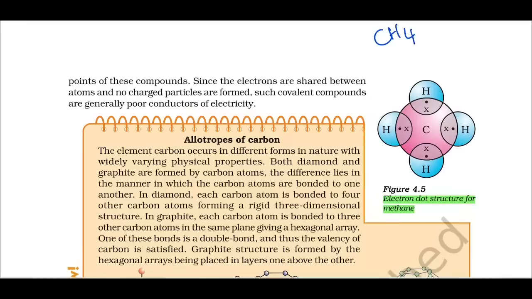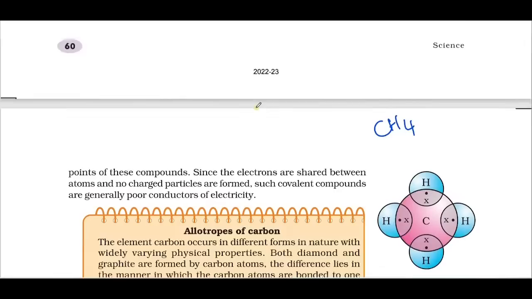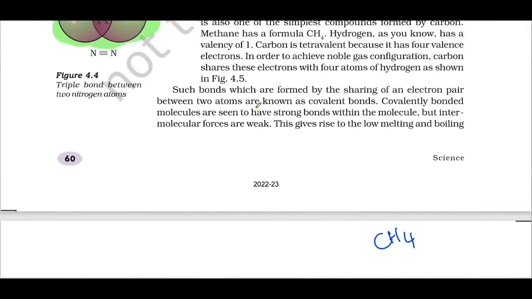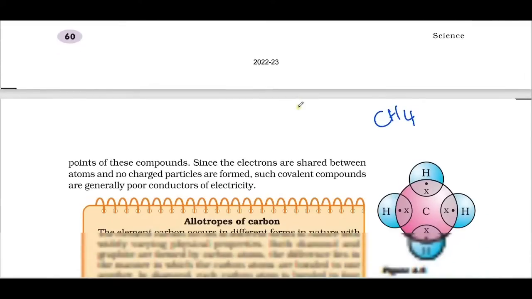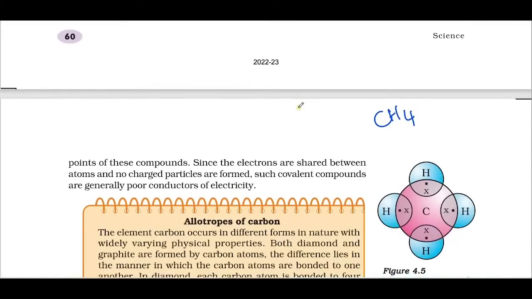You can expect a question like how the methane molecule is formed. Carbon has a valency of 4 and hydrogen has a valency of 1. Therefore, each electron of hydrogen will be shared with an electron of carbon, forming CH4: one carbon atom and 4 hydrogen atoms.